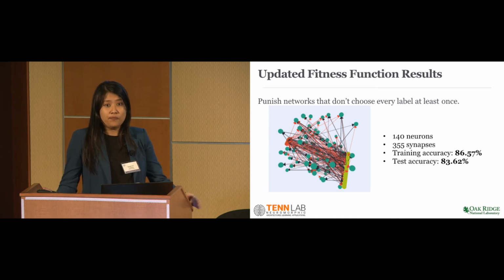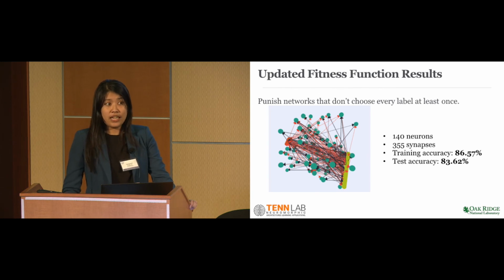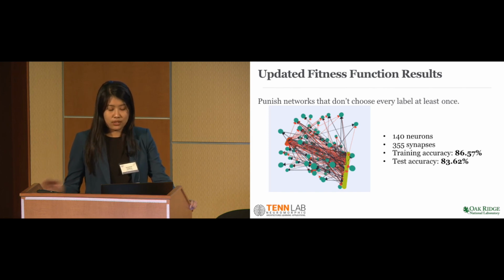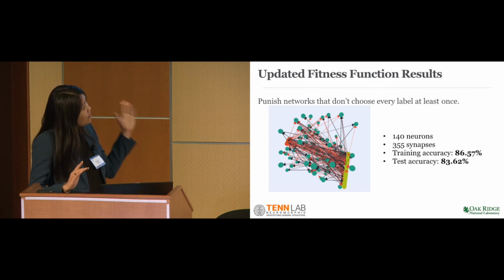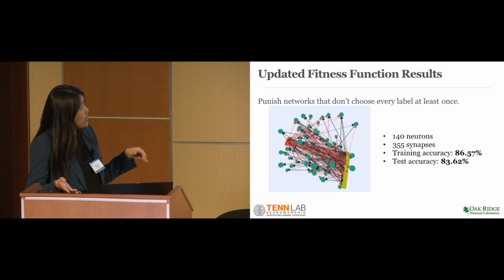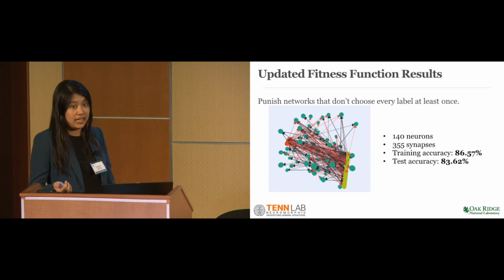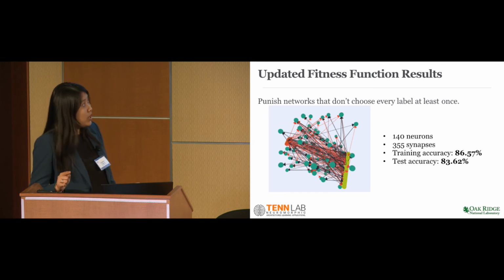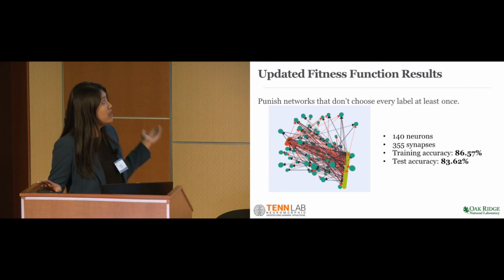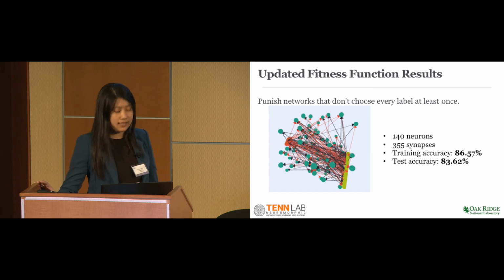What it did is, whenever it cannot recognize the label perfectly, it gives punishment, or it reduces the synaptic weights. And then after that, we get a network which is big, that is 140 neurons and 355 synapses. I mean, it's bigger than the other one I had, with 90 neurons and 86 synapses. But the good point is we are trying to increase the accuracy by 3%. So it's increasing from 80 to 83 and 86 for both training and testing.